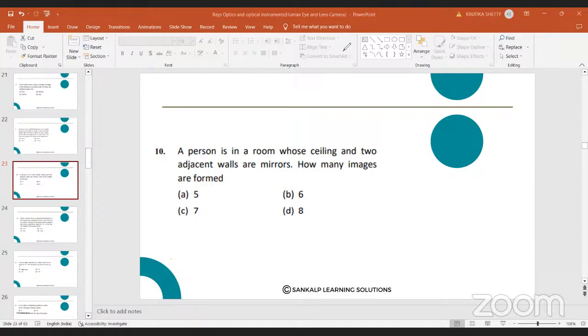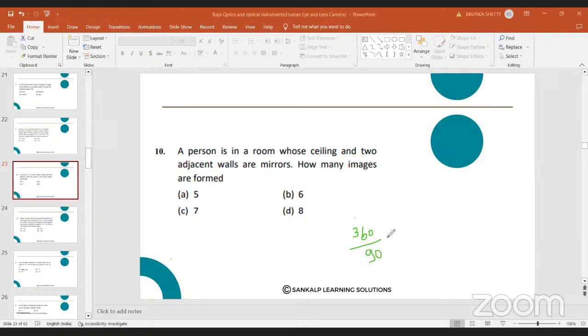Okay. So what happens here is, the walls will act as two mirrors inclined at each other. Therefore, it is 360 divided by the angle, and they are perpendicular to each other, so it is 90 degrees. So 360 divided by 90 minus 1 is equal to 3. So 3 images of the person.